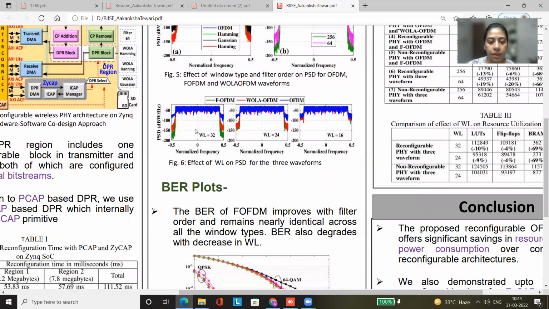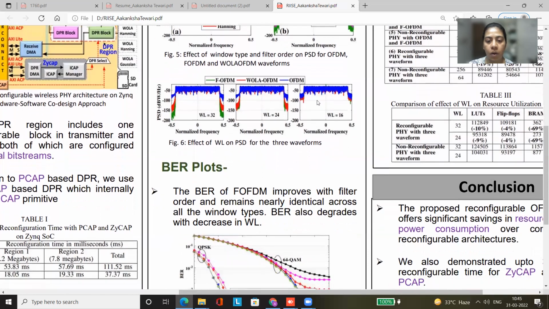In this figure, we compare the PSD plots for different word lengths for the 3 waveforms. We see that as the word length is decreased, the out-of-band emissions also deteriorate. As in the first plot with 32-bit word length, we can distinctly see the out-of-band emissions of the 3 waveforms. In the second plot, we can see that for FOFDM and VOLA OFDM, the out-of-band emissions are overlapping. And in the third, we can see that for all the 3 waveforms, it is overlapping, which corresponds to a 16-bit word length.